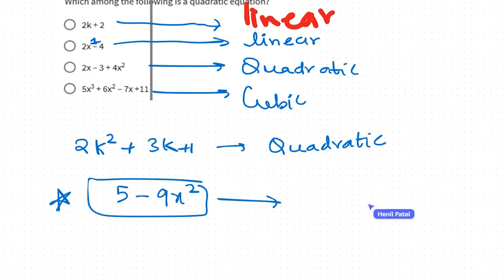It won't be quadratic or linear, right? Okay, how do we determine that? Even if it is incomplete, we don't care about that actually. Even if there is one term, the highest power of x is still 2, right? So it is a quadratic.